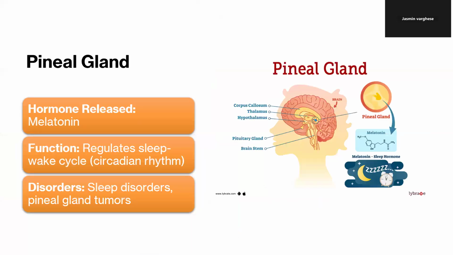Next gland is the pineal gland, and the hormone released by the pineal gland is melatonin. The function is regulating the sleep-wake cycle, that is called circadian rhythm. The disorders are sleep disorders and pineal gland tumors. So the pineal gland releases a hormone called melatonin.